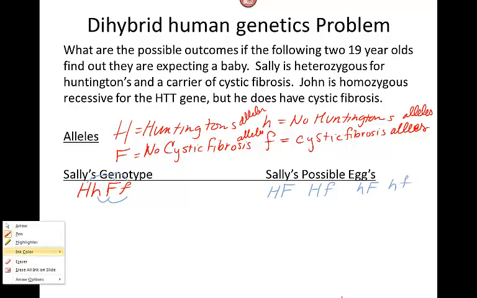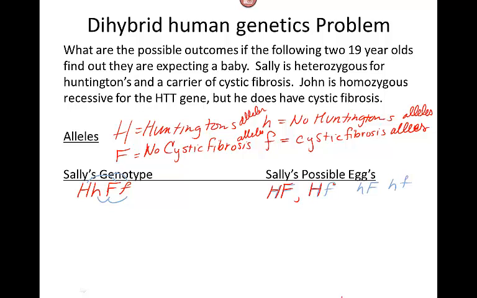I'm a little worried that that light blue is not showing up, so I'm going to change the color back to red. So I'm going to put commas in between each of these to indicate that they are separate from each other. Notice the eggs are haploid. I'll even put them into cells, haploid cells.